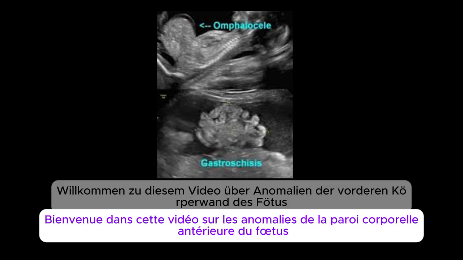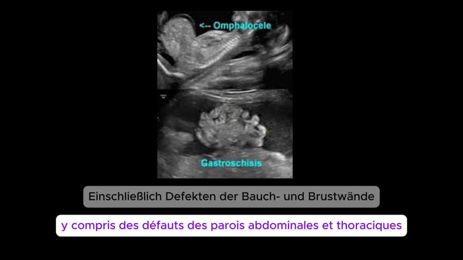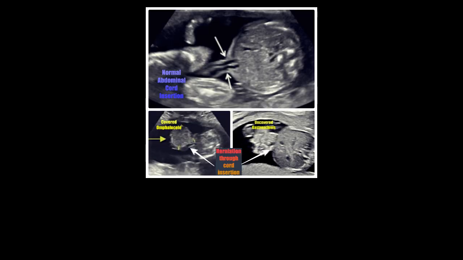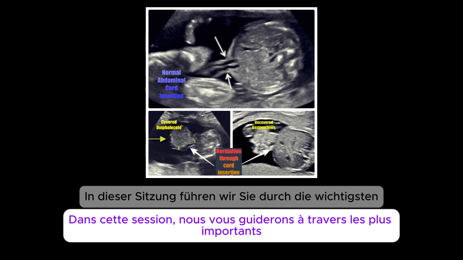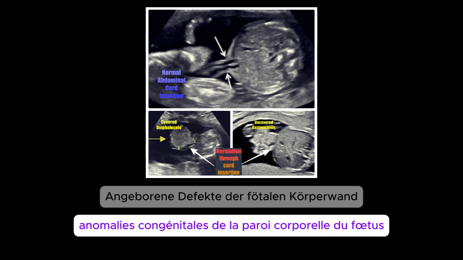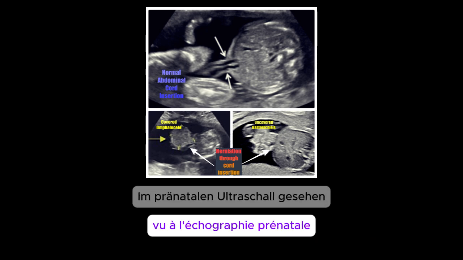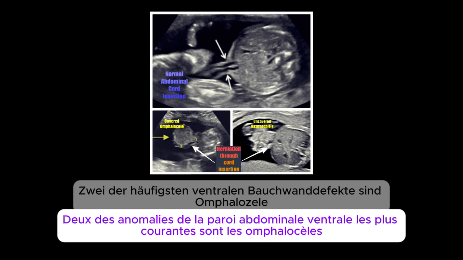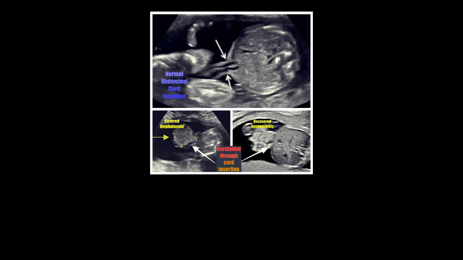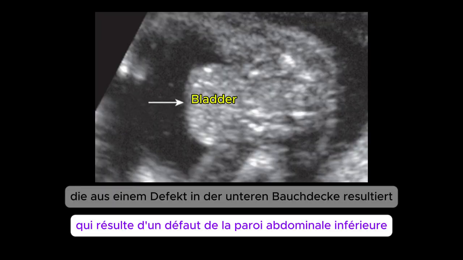Welcome to this video on abnormalities of the fetal anterior body wall, including defects of the abdominal and chest walls. In this session, we will guide you through the most important congenital defects of the fetal body wall seen on prenatal ultrasound. Two of the most common ventral abdominal wall defects are omphalocele and gastroschisis. Then there is bladder exstrophy, which results from a defect in the lower abdominal wall.